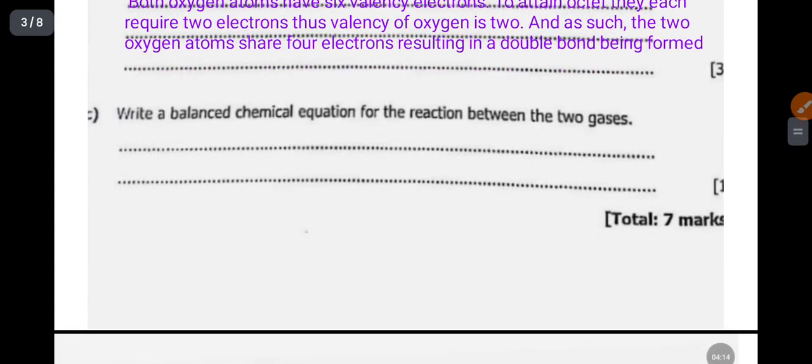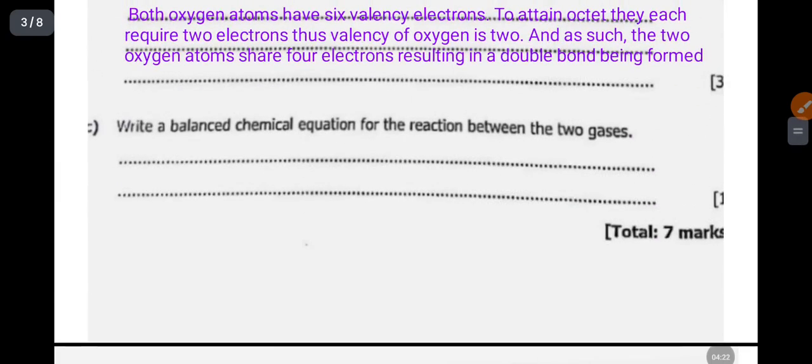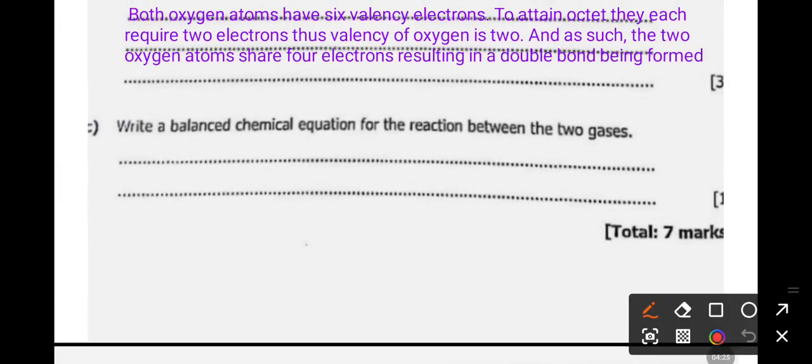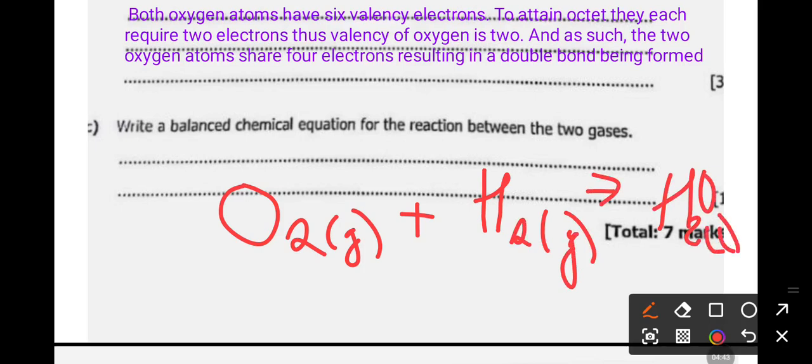Question C. Write a balanced chemical equation for the reaction between the 2 gases. So here we should write the equation for the reaction between oxygen and hydrogen. So we'll have O2 plus hydrogen, which is a gas, to form water. Water is a liquid. And to balance this equation, we need 2 here and a 2 here.